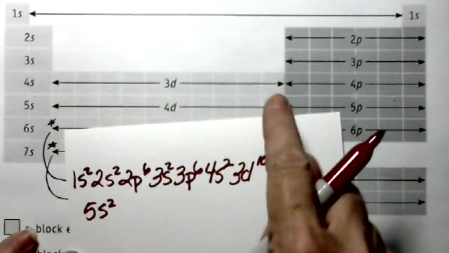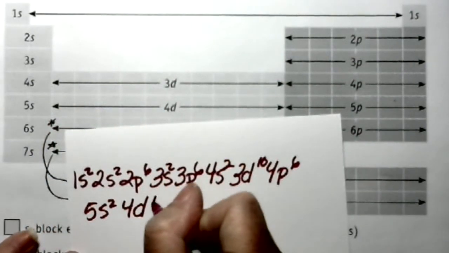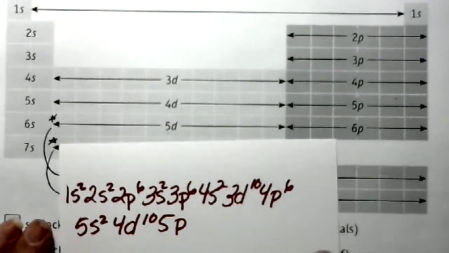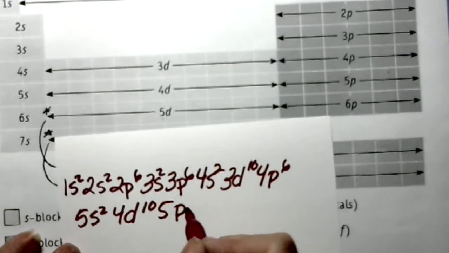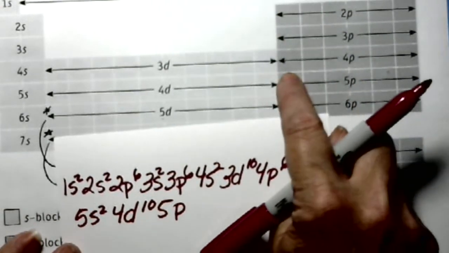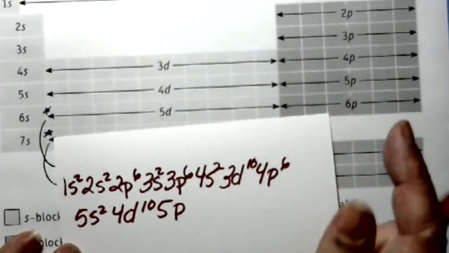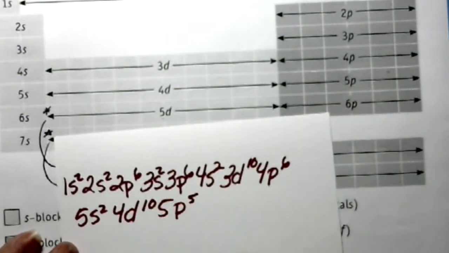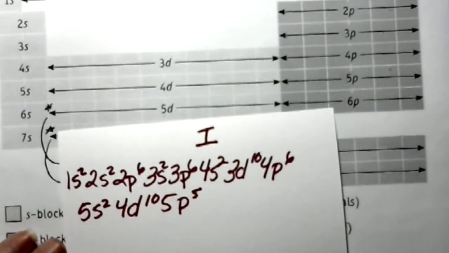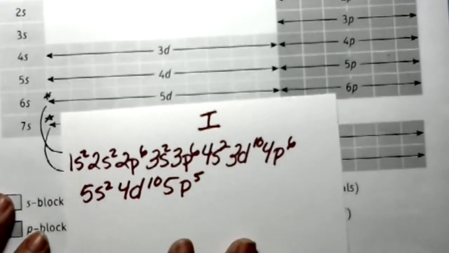5s2, 4d10, and then 5p, and I have to be careful not to go so fast that I just put 5p6, because it's not all the way across, so it doesn't have 6 electrons. It only has 1, 2, 3, 4, 5 electrons in the 5p. And I'm done, and this is iodine. So I've done this correctly. This is the long way to do this.